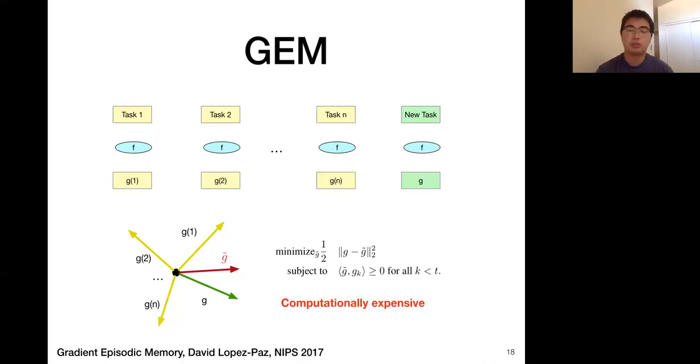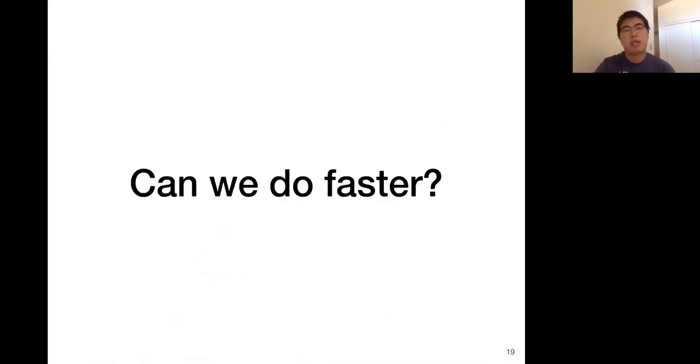I will not only need to compute the gradient on the new task, but also I need to compute the gradient on previous tasks. And as time increases, we may have many more previous tasks, like hundreds or thousands of previous tasks. At this time, each update will become slow since we have many, many tasks that need to compute gradients. So, can we do faster than GEM?